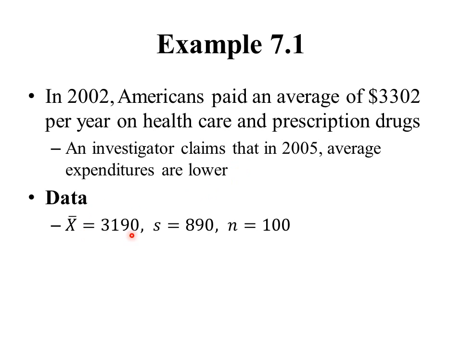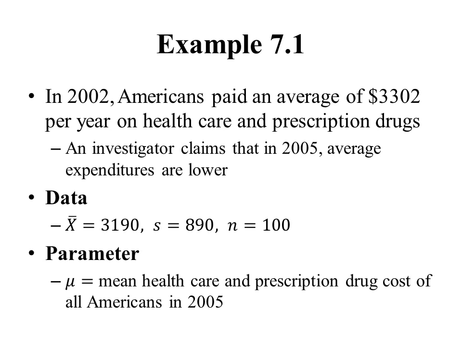So instead, we went out and we surveyed 100 people in the year 2005. We asked each one of them, what's your healthcare and prescription drug costs? And we got a mean of $3,190 and a standard deviation of $980. Now our data here appear to support the claim because this number here is less than 3,302. But again, this data do not prove the claim is true. This number here of 3,190 is an estimate of the population mean. We want to determine just how strongly this data support the claim.